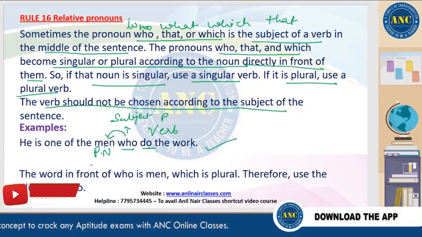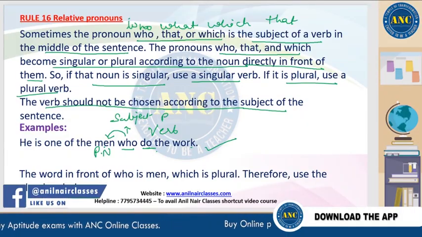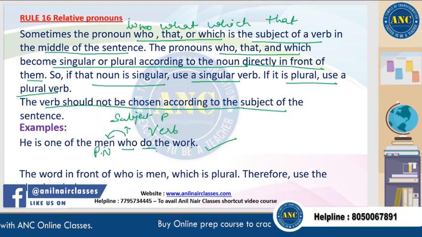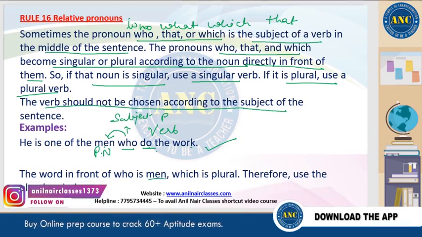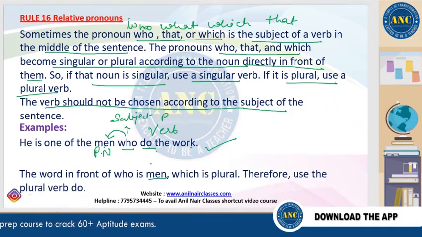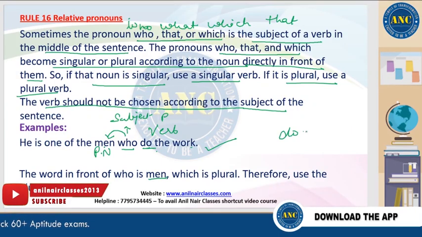The subject-verb agreement is followed. Clear? Next example. The word in front of "who" is what they are explaining over here. In front of "who" we have "men." "Men" is plural. Therefore, the use of the plural verb "do" is there. See, "do" is plural, whereas "does" is singular.